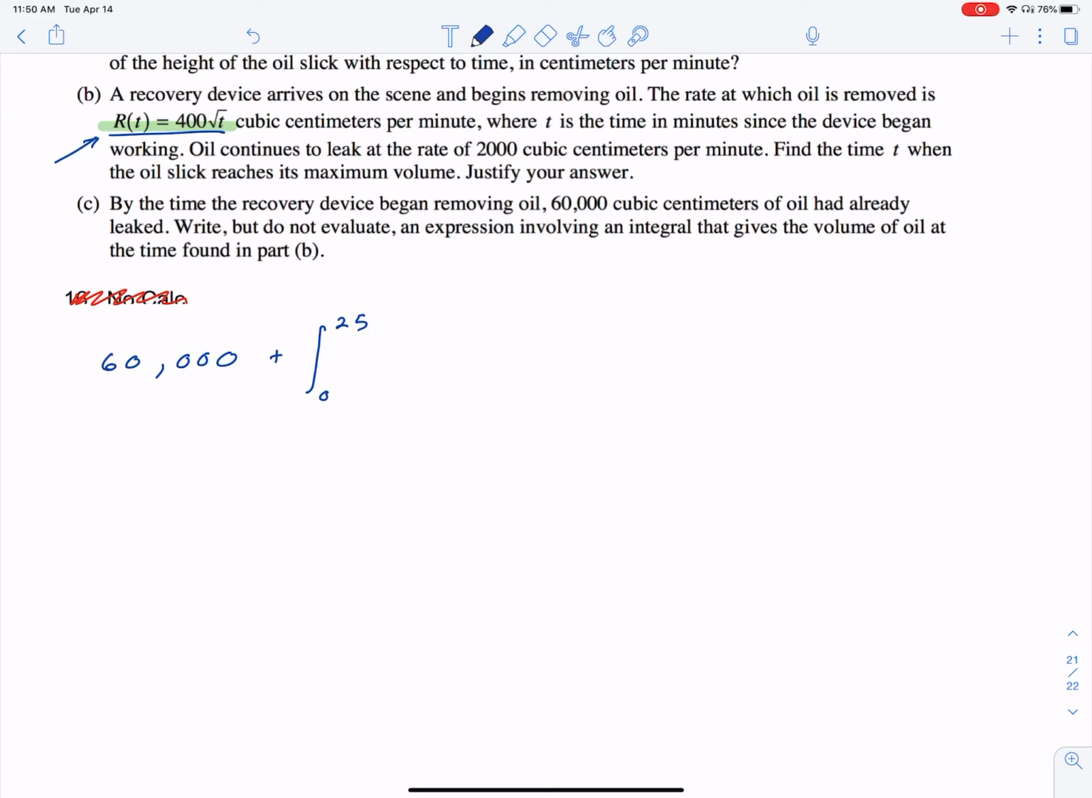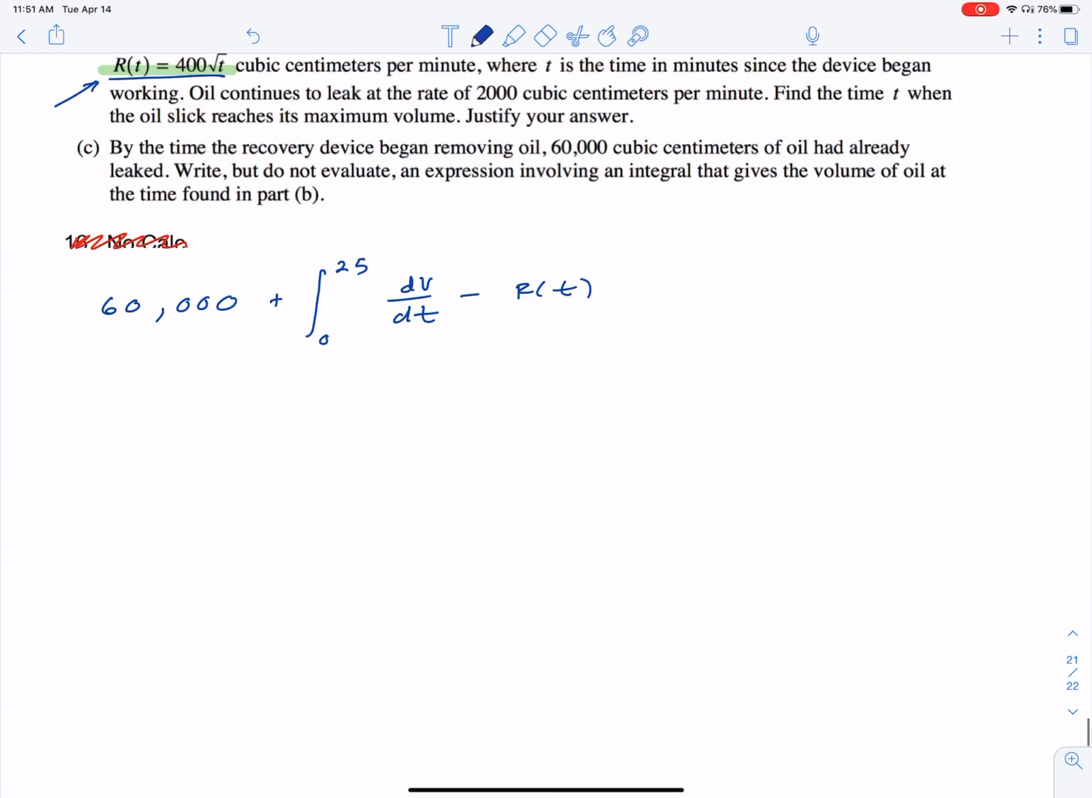And then I'm going to take the function for the amount of oil in the lake, right? Well, the amount of oil in the lake is going to be the integral of dV/dt minus that other function that they gave us, right? Because again, this represents the rate of change of the volume of the oil going in. This represents the rate of change of the volume of the oil going out, okay? And that's it. That's all they're asking for on this one.